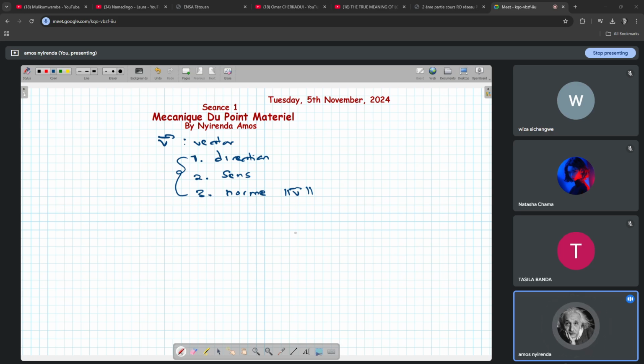Generally, we use lines like this with an arrowhead. Let's say this is a point A, and this is the point B. We want to draw the vector from A to B, so we use a line segment and add this arrowhead to show the direction of the vector. This can be written as AB.